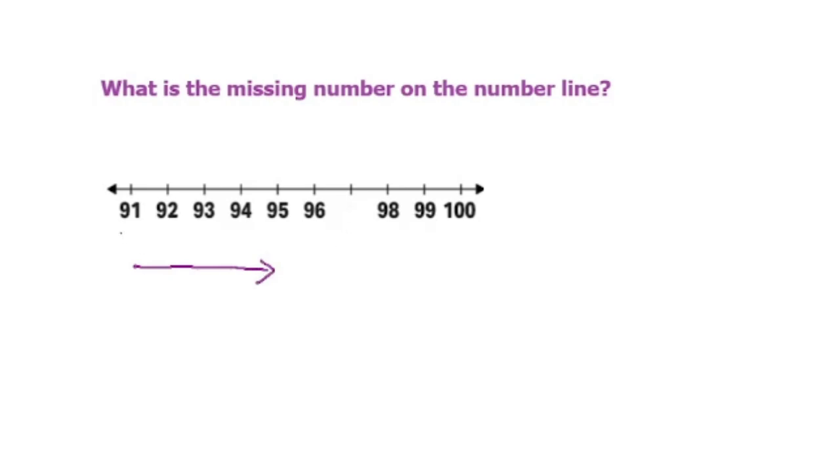So all we need to do is start counting from here, and then we can figure out what the missing number is. So if we count 91, 92, 93, 94, 95, 96, and 97 is the next one. And so we could just type in or write in 97 is the missing number. And that's the end of that lesson.